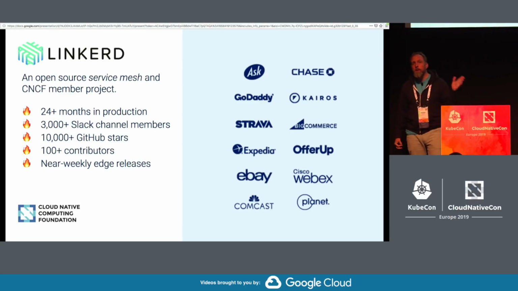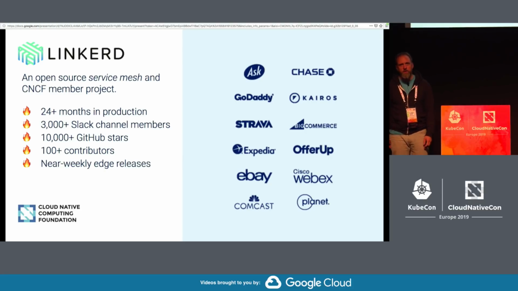Very healthy community around the Slack channel. Lots and lots of GitHub stars, which, as we all know, is very important. Lots of contributors. And we have a crazy cadence recently. We've been doing almost weekly Edge releases and a stable release about every 6 weeks. So momentum around Linkerd has never been higher. I put up a bunch of our production users. There's a lot more out there.